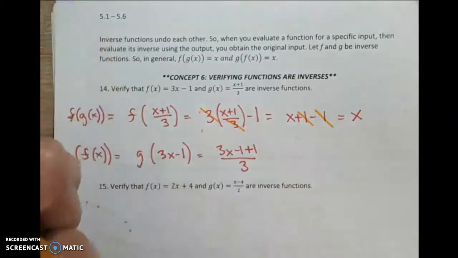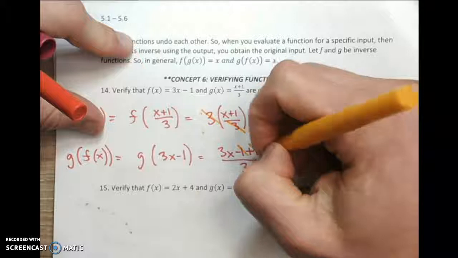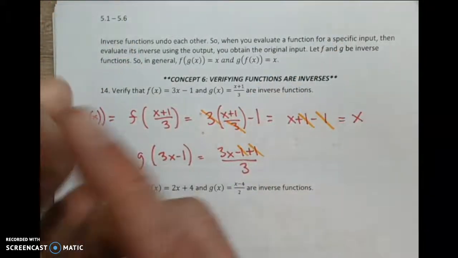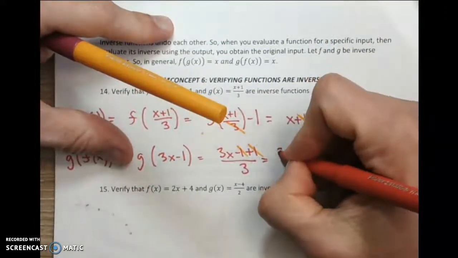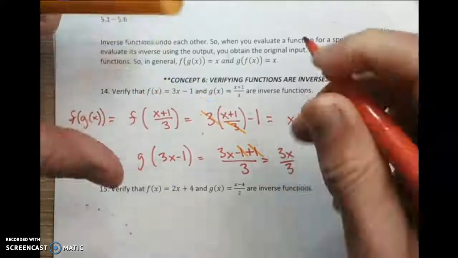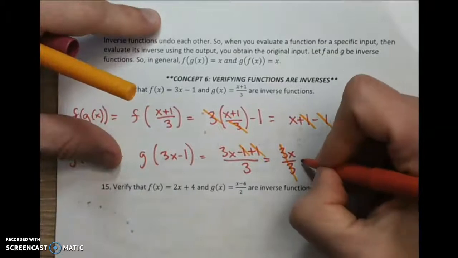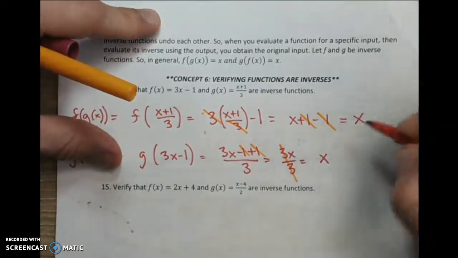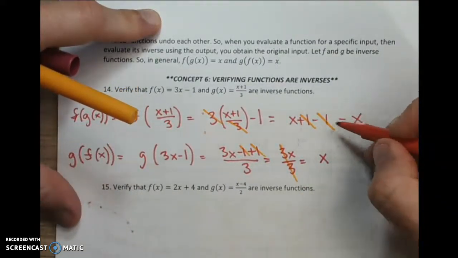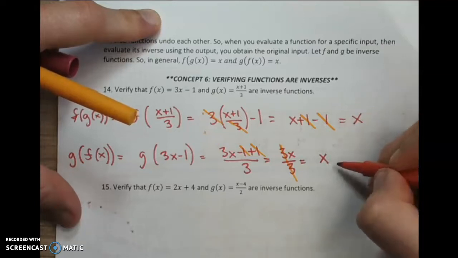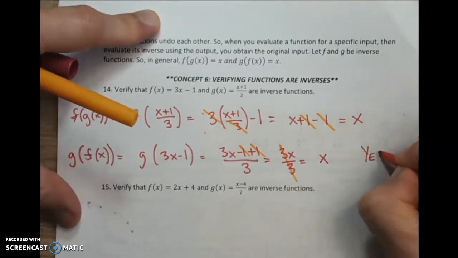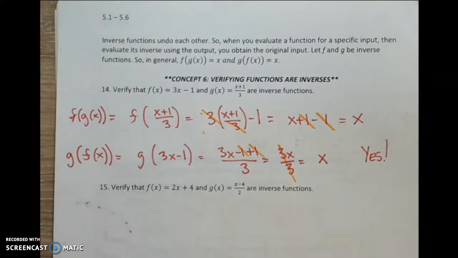I'm going to start with the numerator. Negative 1, positive 1 cancel out. I am left with 3x over 3. Cancel out that 3 right there. 3 divided by 3 is 1. 1 times x is just x. And now you can see that f of g of x is x, g of f of x is x. So yes, they are inverse functions.